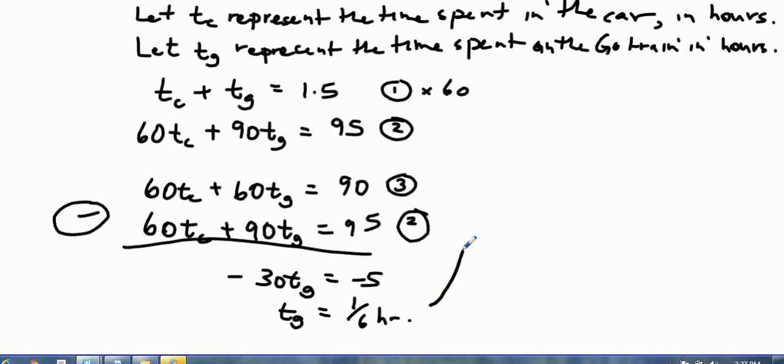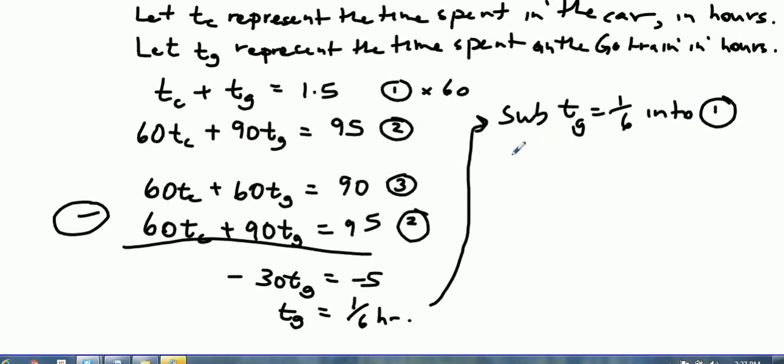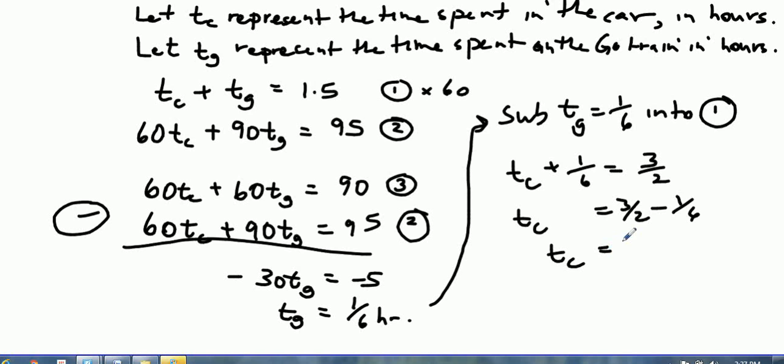on the GO train, and now I want to sub that in. Sub TG equals 1/6 into 1. I just want accurate answers here for now. I know that might be a little confusing. So TC plus 1/6 equals 1.5, which is 3/2. And so TC is equal to 3/2 minus 1/6. Just go ahead and do that on your calculator. So that's going to be 9/6 minus 1/6 is 8/6, which is 4/3.